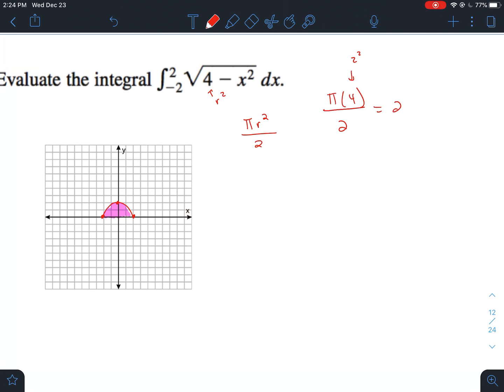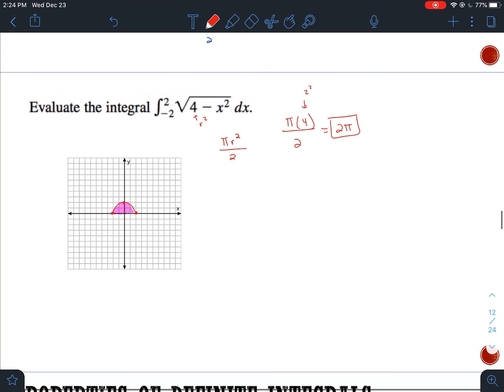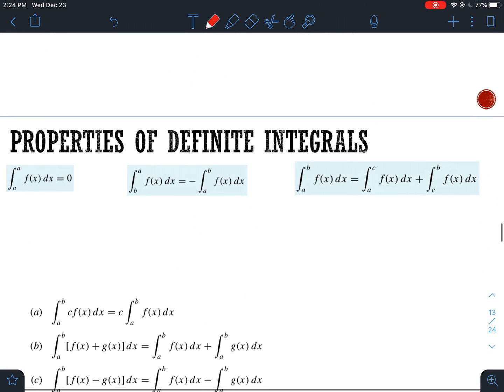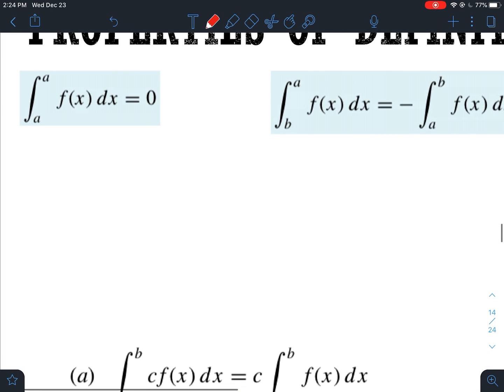And so the area of a semicircle is pi r squared over 2. And so the radius is going to be 2, so it's going to be pi times 4, which is 2 squared, and then all over 2, so this is going to be 2 pi. So the area, or the definite integral from -2 to +2 of the square root of 4 minus x squared is going to be 2 pi.